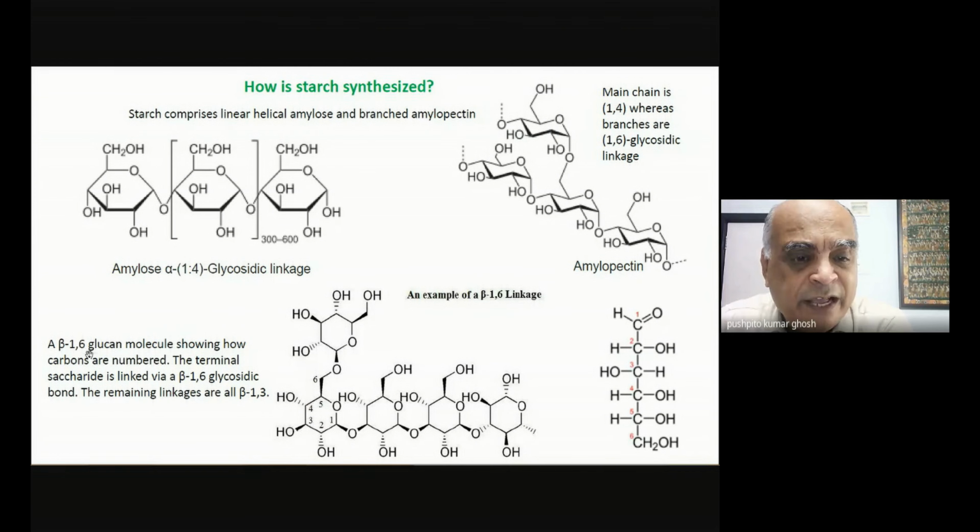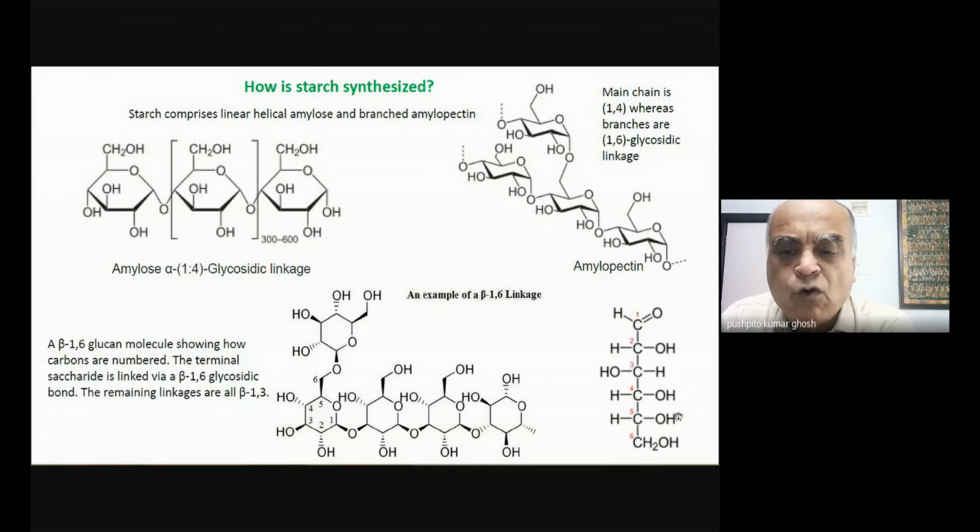Basically, in this particular case, there is an example, a beta 1,6 glucan molecule showing how carbons are numbered. The terminal saccharide is linked via a beta 1,6 glycoside bond. Why terminal? Because this is the last one, and say I'm doing a branching. The remaining linkages are all beta 1,3.